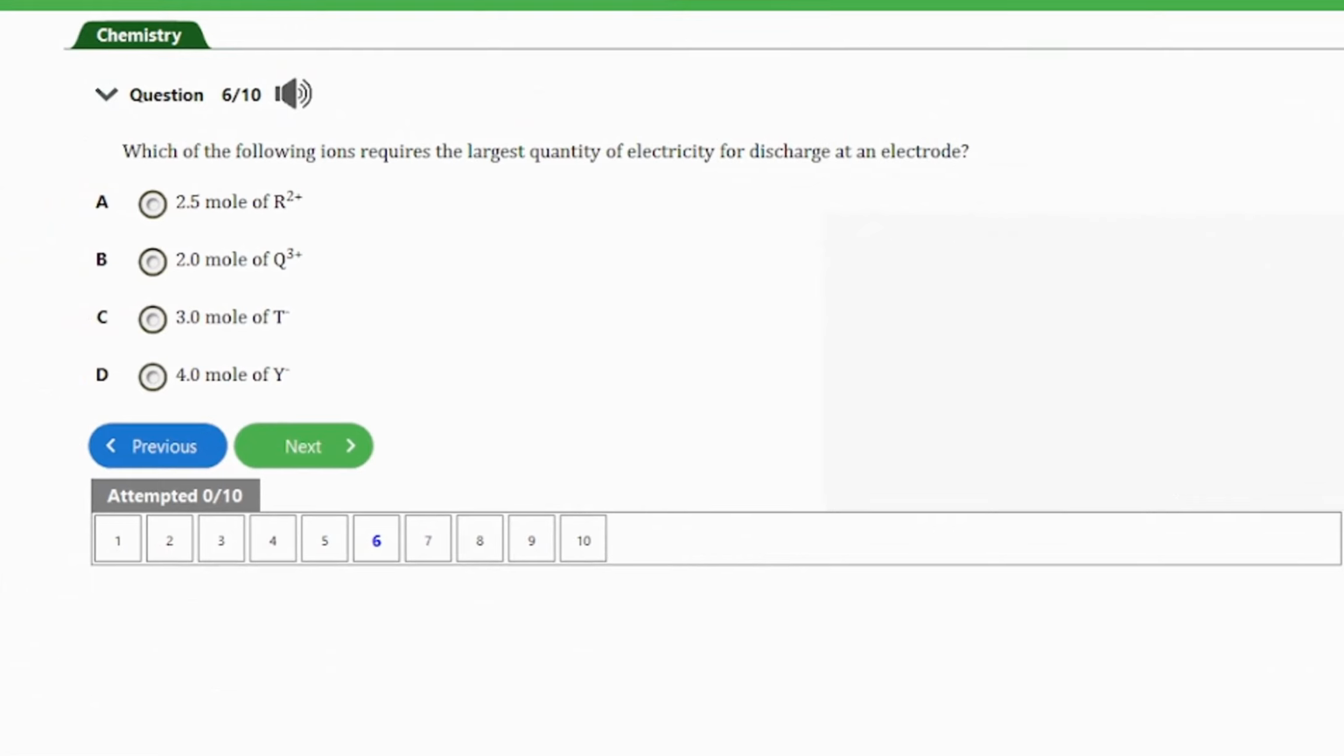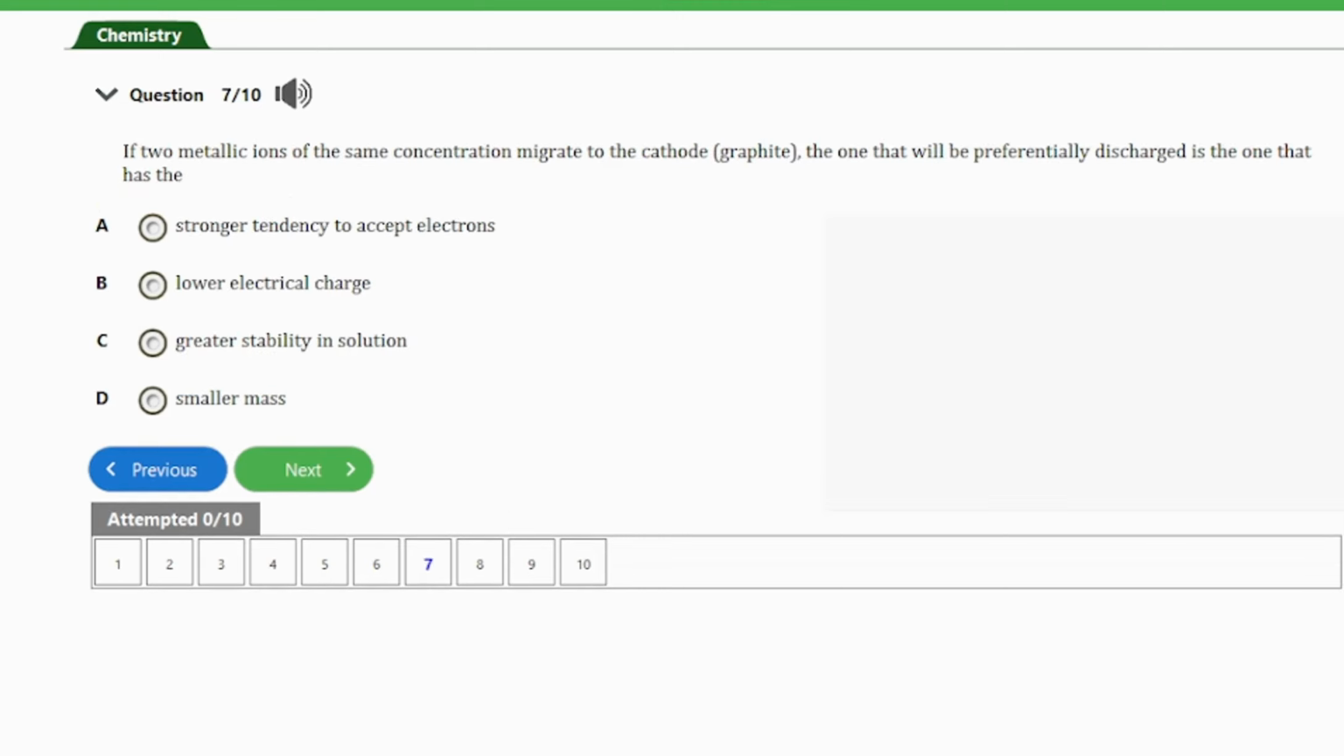So let's go ahead and wipe this off, and then let's consider the next question. So guys, that's question number 7 here. The question number 7 says, if two metallic ions of the same concentration migrate to the cathode, graphite, the one that will be preferentially discharged is the one that has the A, stronger tendency to accept electron, B, lower electrical discharge, C, greater stability in solution, D, smaller mass. So guys, the answer to this question is option A here, and that's stronger tendency to accept electron.